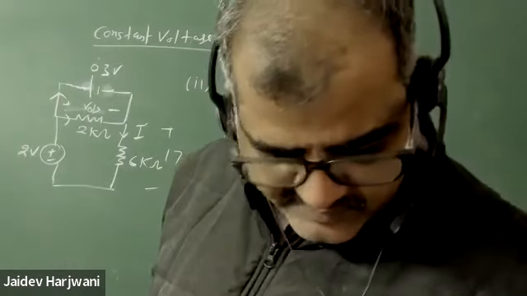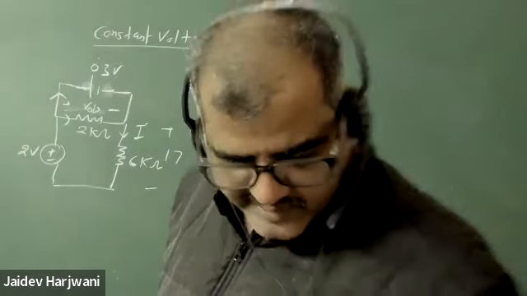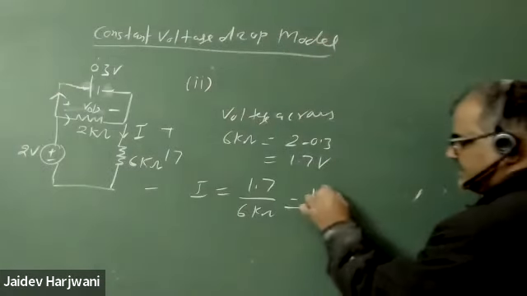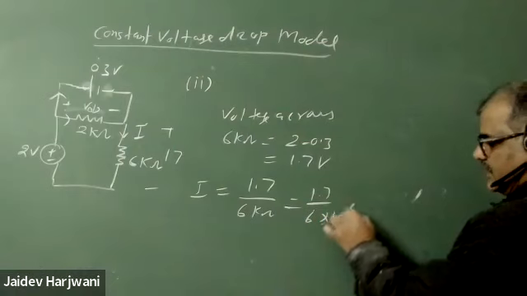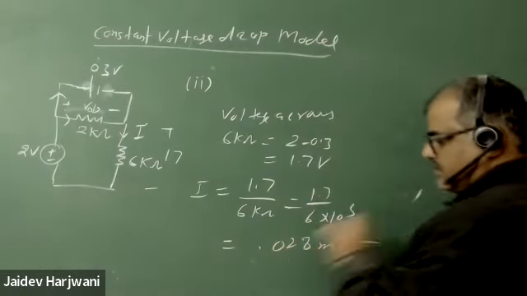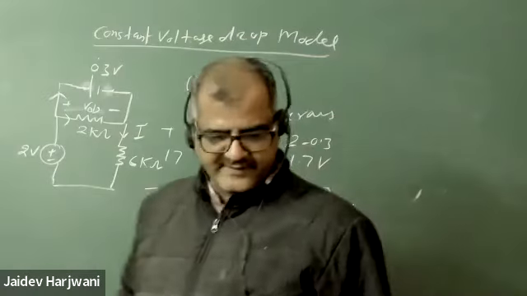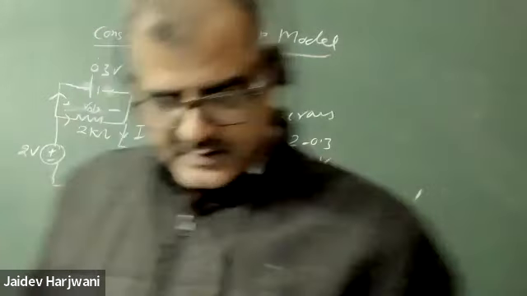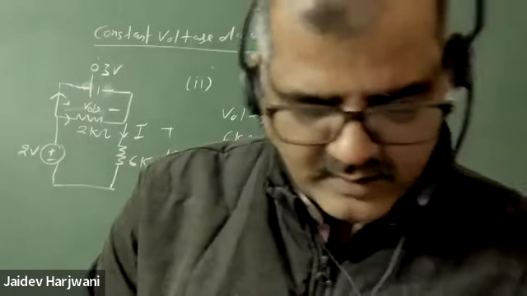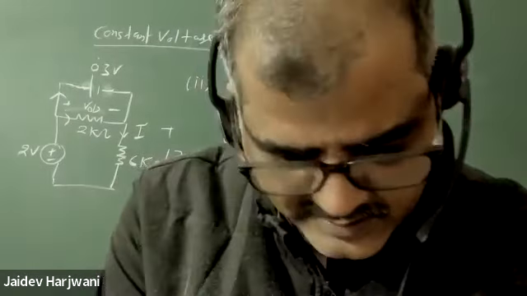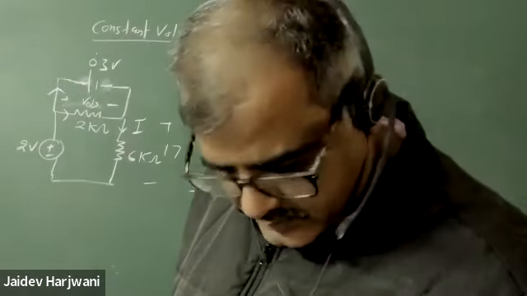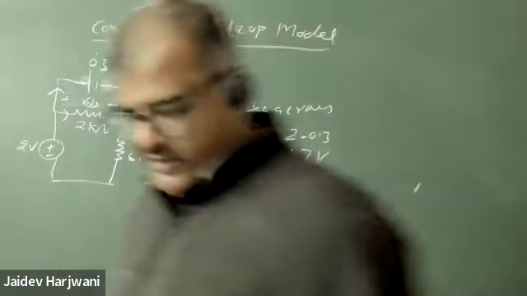How much is this one coming? 0.028 milliampere. That is the second case. And the third case is pretty simple. 2 minus 0.3.